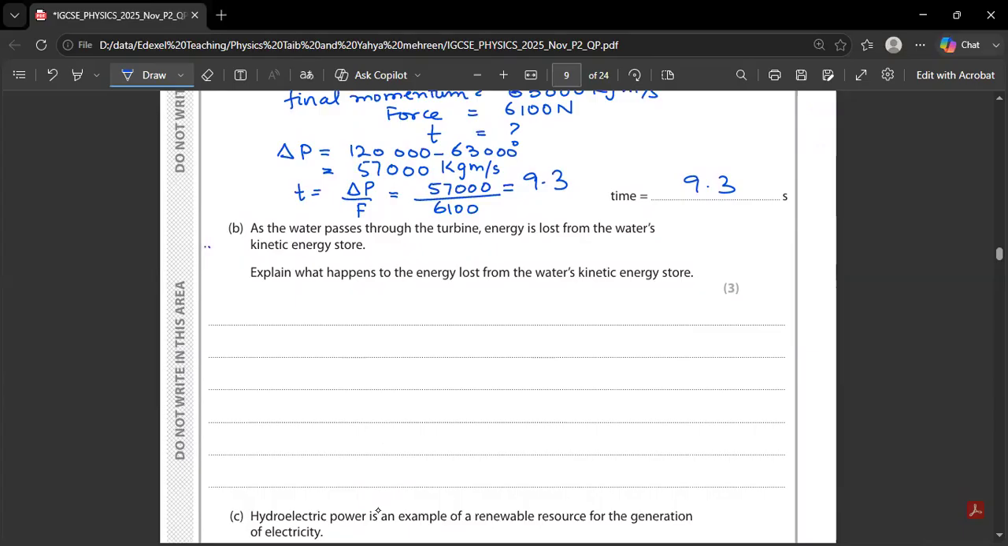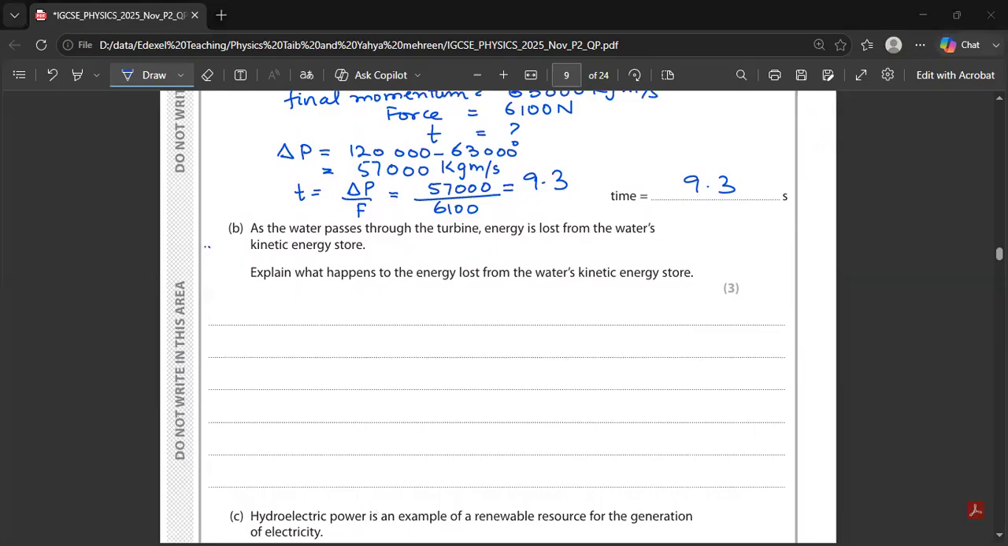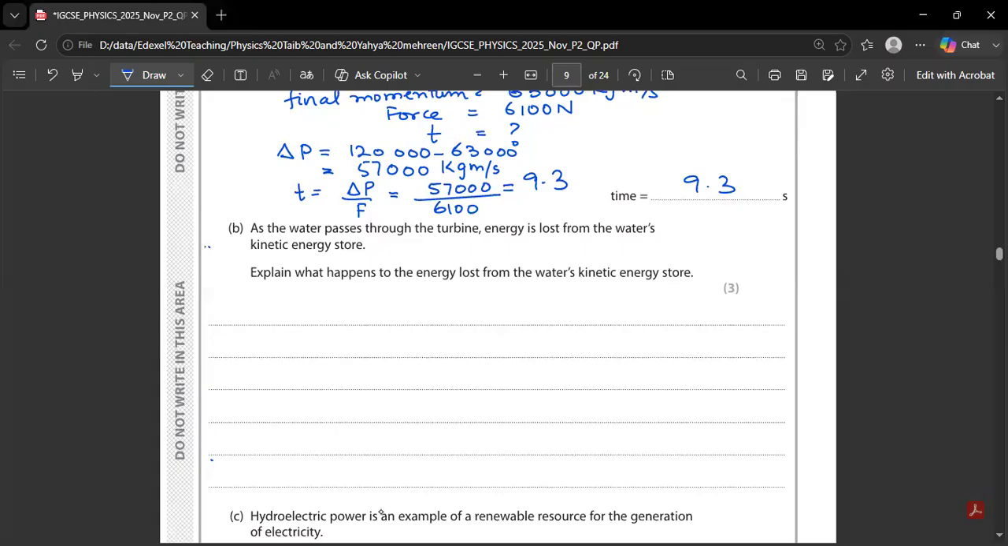Now, as the water passes through the turbine, energy is lost from the water's kinetic energy store. Explain what happens to the energy lost from the water's kinetic store. It must be transferred to another form, and it is lost in the form of heat as well. And some work is done, right?